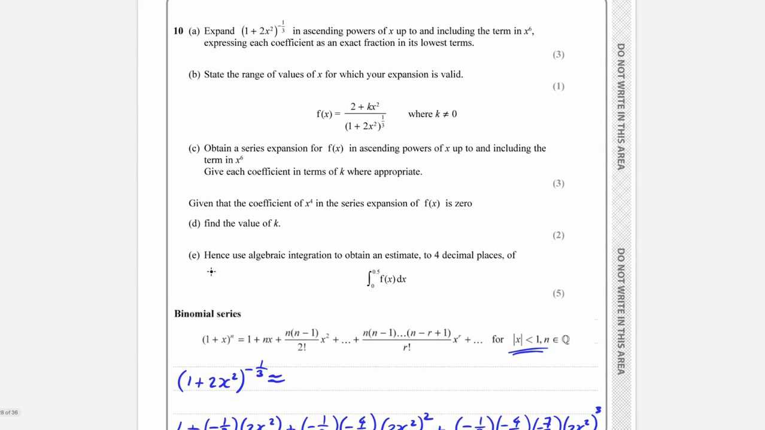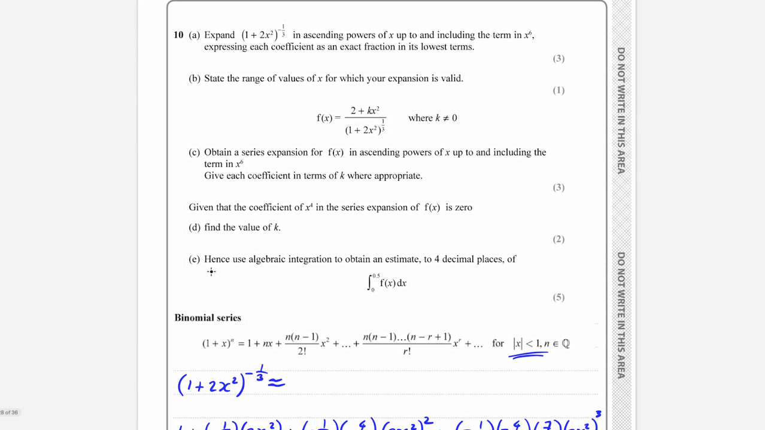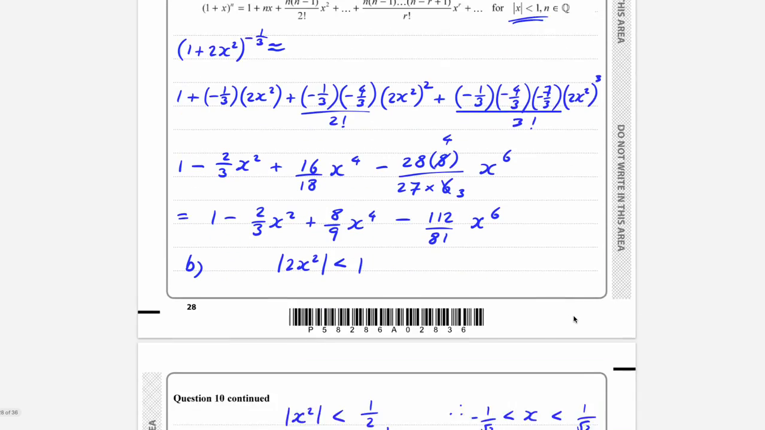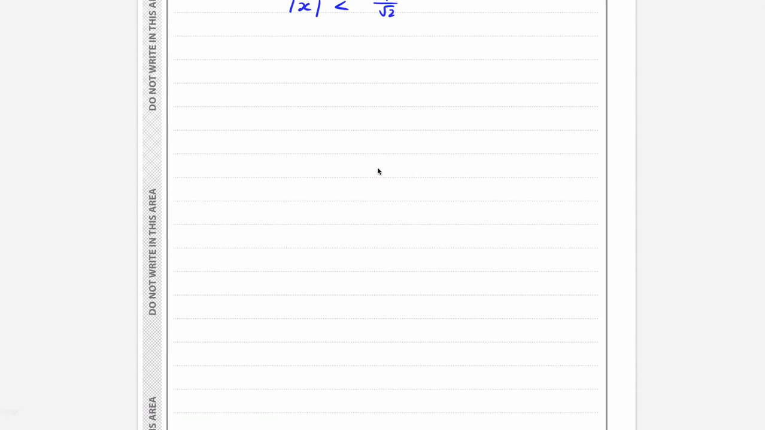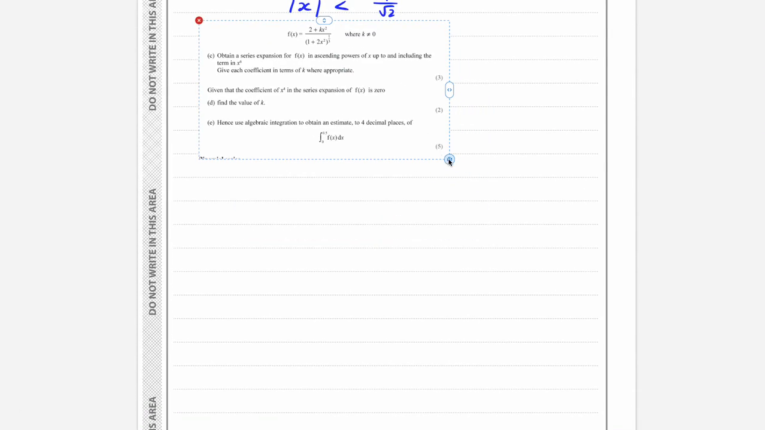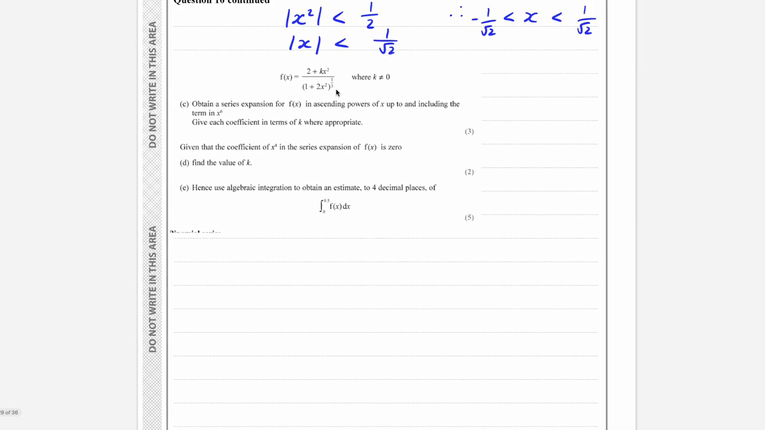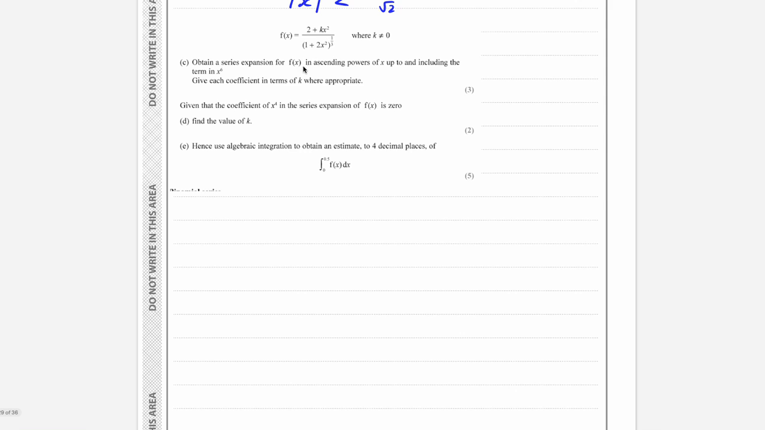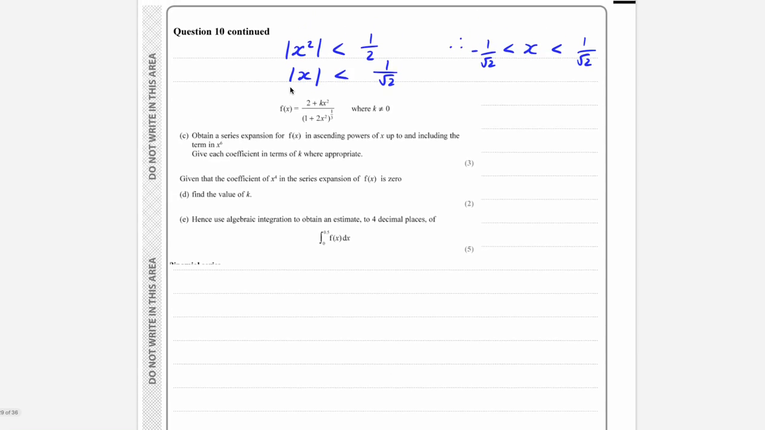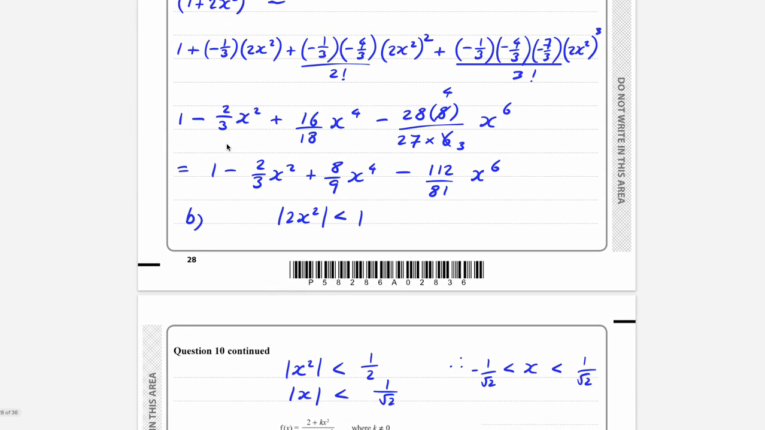Part C, D and E. Okay, guys, I'm going to have to do this again. This thing here. Okay, now he says f of x is this. Obtain a series expansion for f of x in ascending powers of x up to including the term in x to the power of 6. Okay, so we now need this. We need this expansion. So it's this.